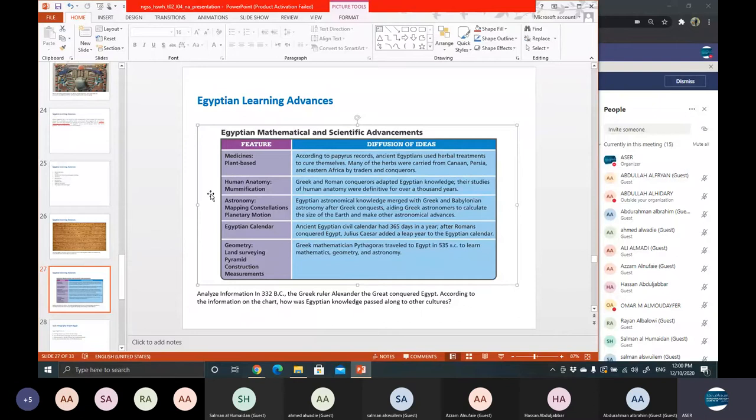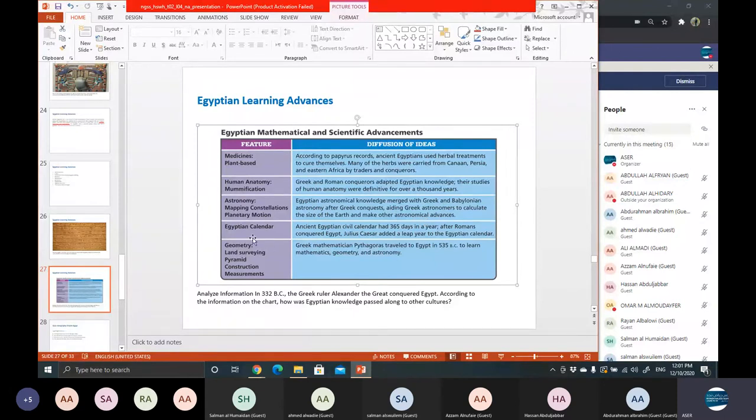What about human anatomy and mummification? Greek and Roman conquerors adapted Egyptian knowledge. Their studies of human anatomy were definitive for over 1,000 years. And also in astronomy and mapping constellations and planetary motion, Egyptian astronomical knowledge merged with Greek and Babylonian astronomy after the Greek conquest. Adding Greek astronomies to calculate the size of the Earth and also make other astronomical advances.